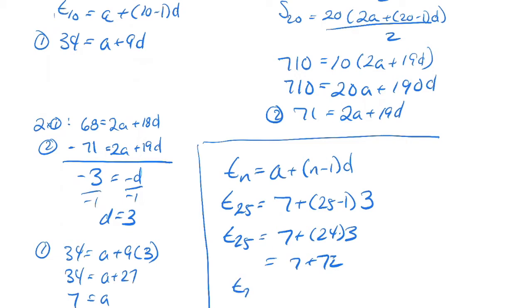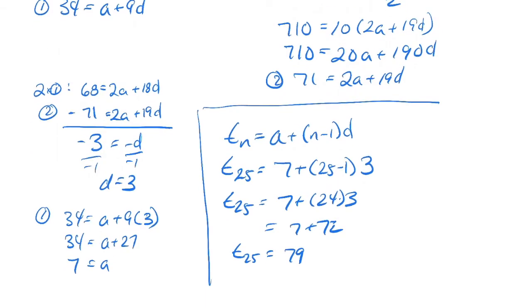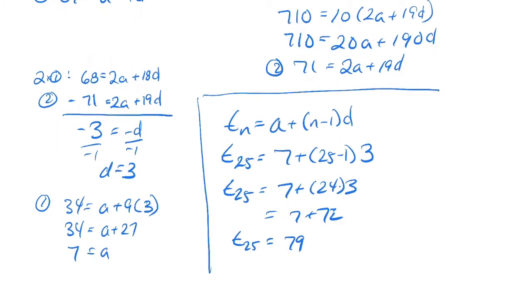And then that makes t of 25 equal to 79. So here we discovered the 25th term in that sequence, even though we weren't given a lot of information about it, but we'll go off and determine the 25th term is 79. So that's how we could do an example like that.